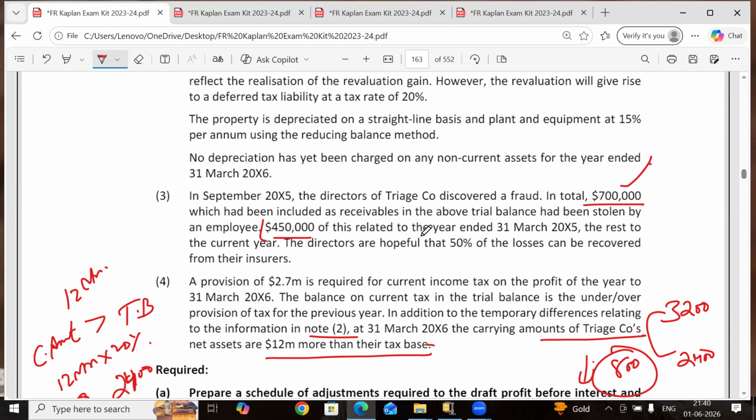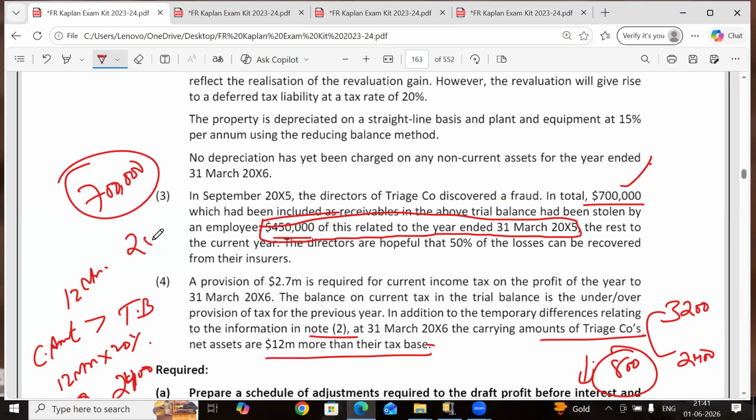4,500 of this related to the year ended 31st March 2005. The rest relates to the current year. So we have taken the whole 700,000 in the balance sheet. Current year we are showing 250, and the old one is 450. So when we are reducing our whole receivables by this, the current year and prior period adjustments also we have to do.